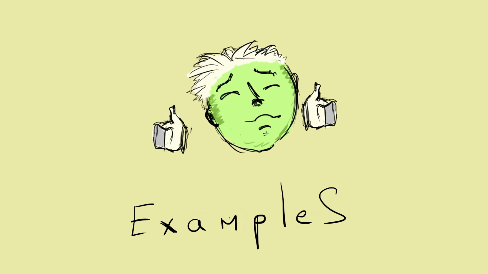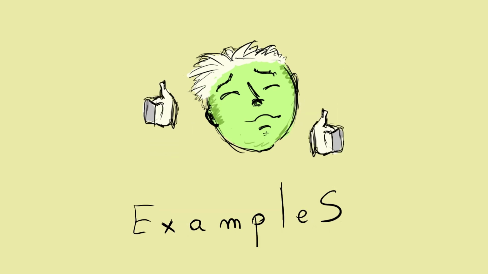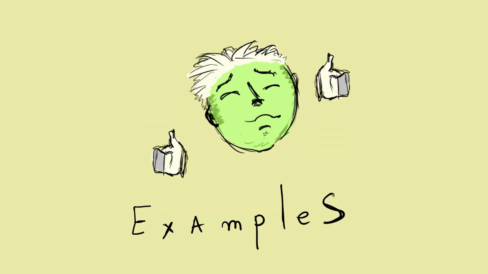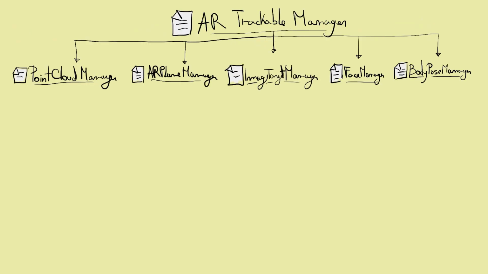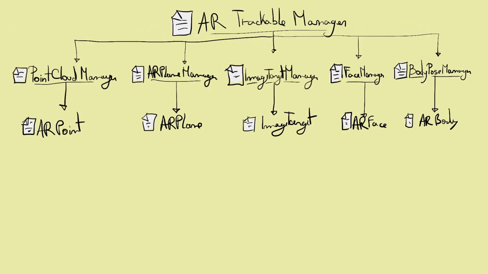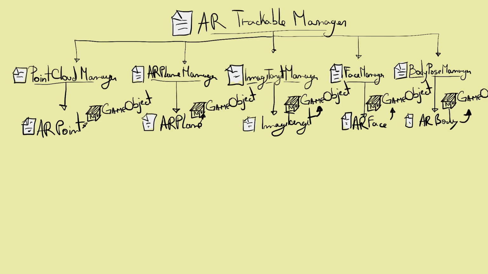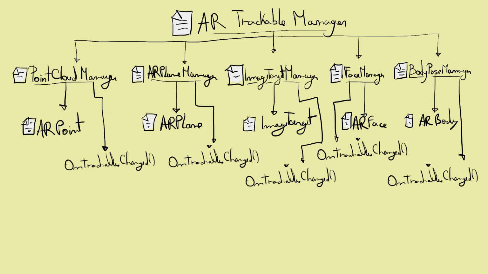Examples. Let's loosely give a look now at how these terms apply to some existing examples. Trackables. Point cloud, planes, image tracking, face tracking, and body tracking each have their own manager that inherits AR Trackable Manager. Each of these trackables is stored inside the trackables public attribute. Each trackable is attached to a game object under AR Session. Each manager offers us events for added, changed, and removed that we can subscribe to.